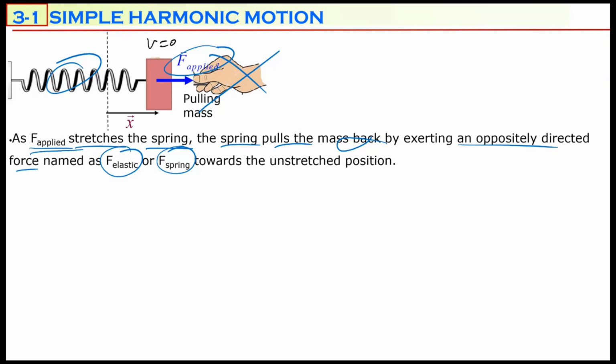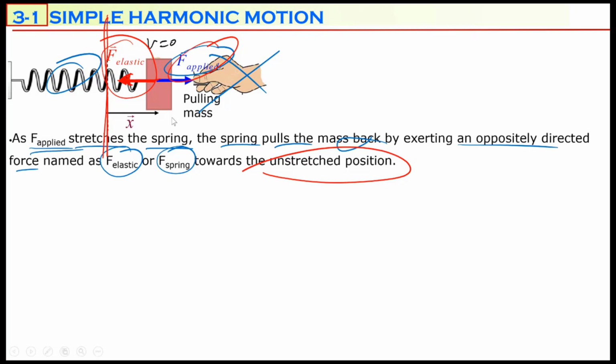The name of this force applied by the spring is elastic force or spring force. This red force. There are two forces acting on this object right now. One of them is because I am pulling to the right with my hand, the applied force. The second one is the elastic force. The spring is pulling the object back to its unstretched position. This is the unstretched position. As you see, this red arrow is pointing towards the unstretched position.